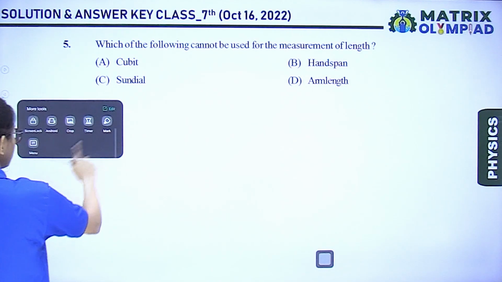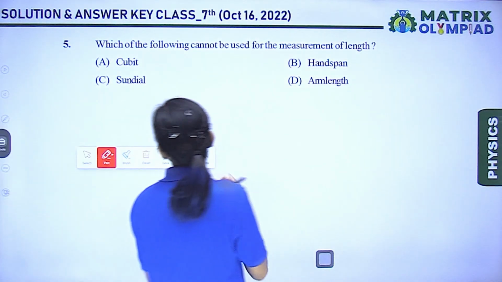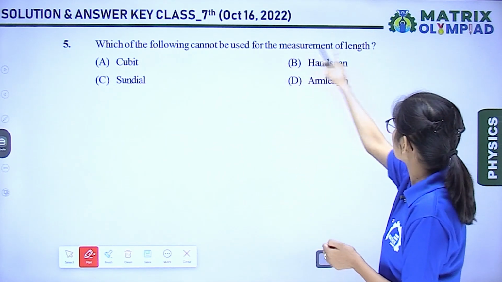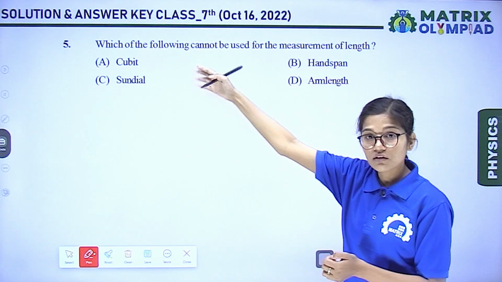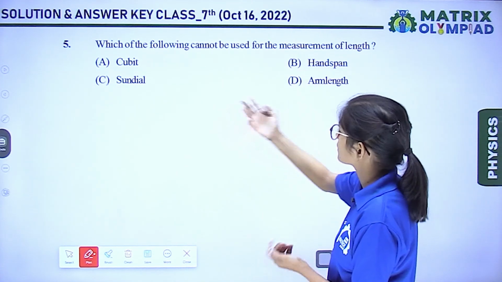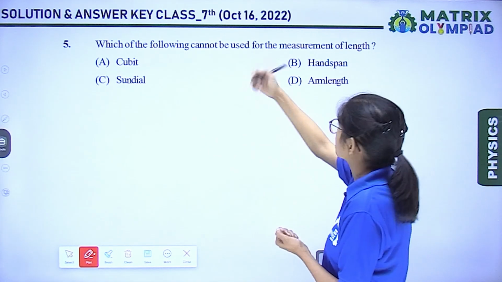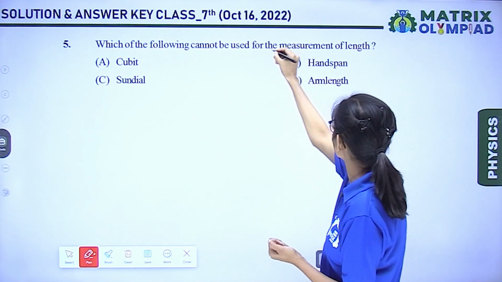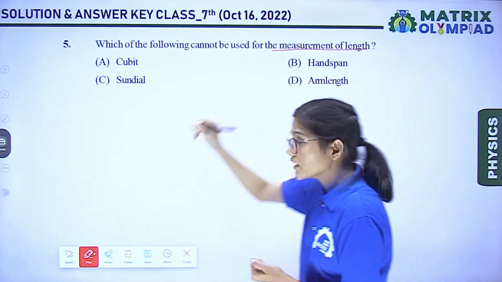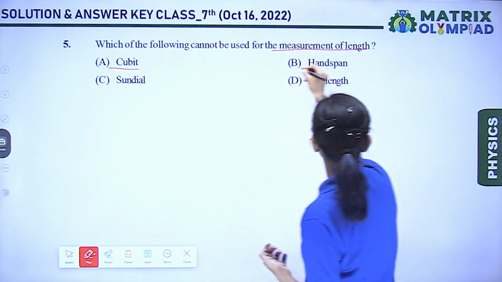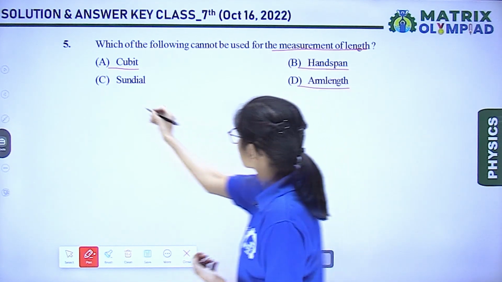Now come to question number 5. In which of the following cannot be used for the measurement of length? Basically, all these ways or instruments are used to measure the length of any object. So let's see which one is not used. We want to measure the length of any object, and the options are cubit, handspan, arm length, and sundial.